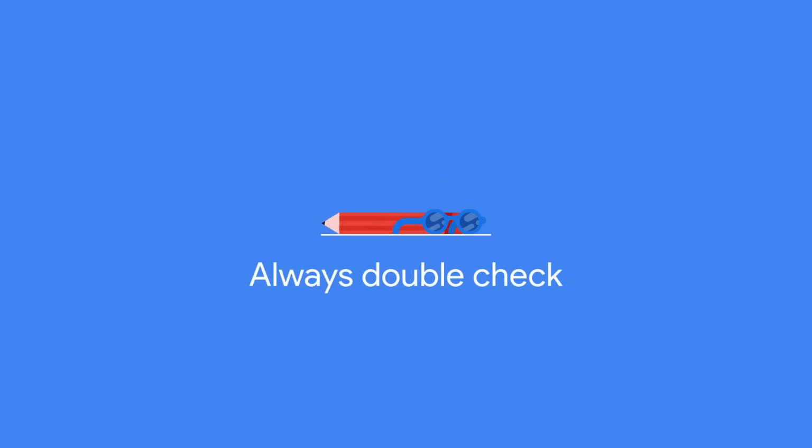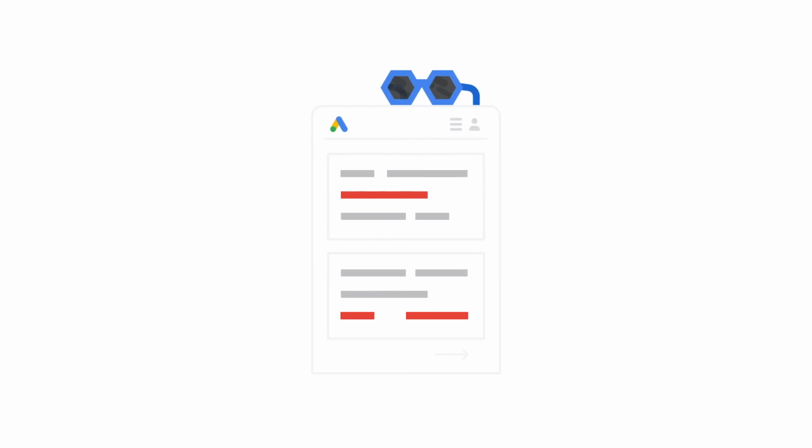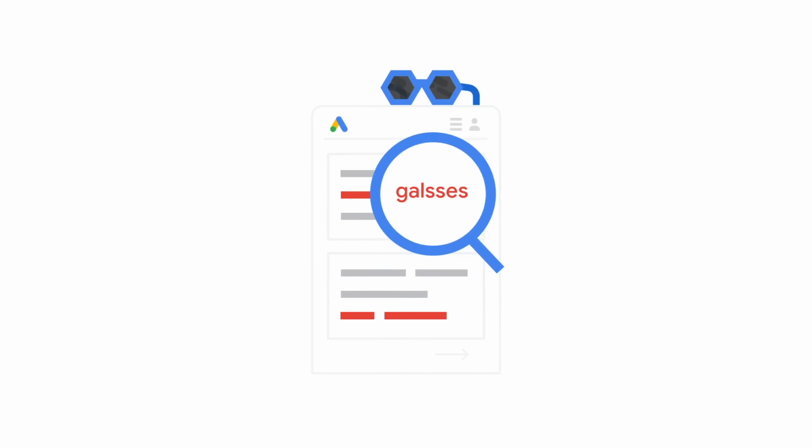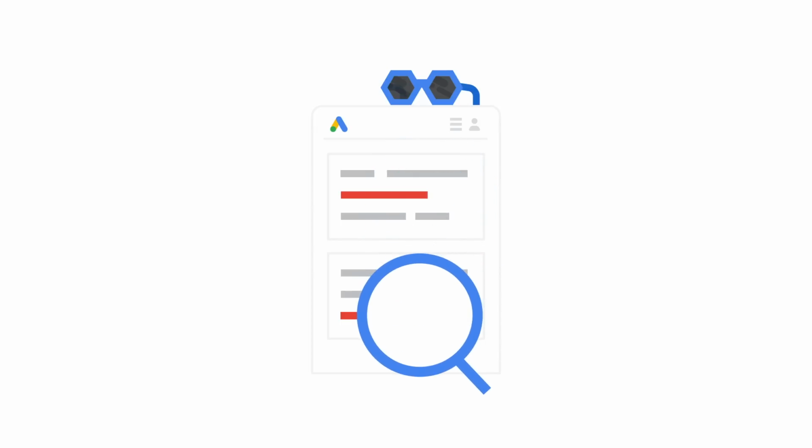Always double check. Spelling, grammar, double spaces, they all matter. The tiniest of mistakes can make a big difference in your ad performance, or even get your ad disapproved.